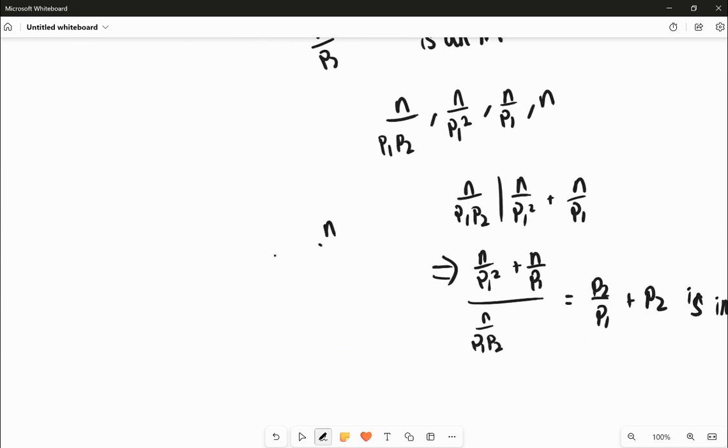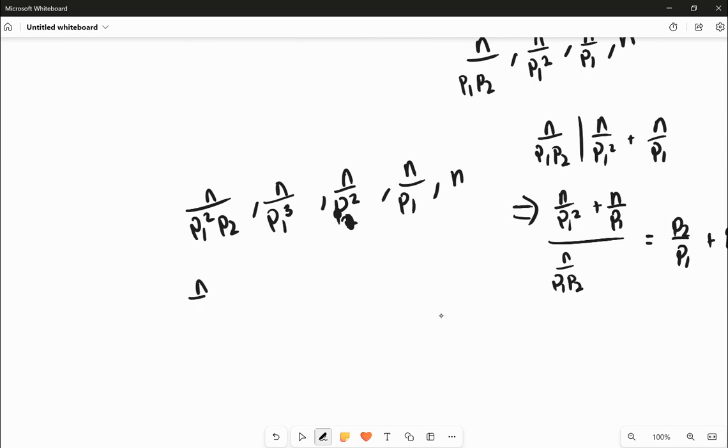So the next one must be, so it's n over p1, n over p1 squared, and now n over p1 cubed. And now what would happen if p1 is greater than p2 squared? Then that would mean that there would be something over here, and that can't happen, because we know that these are the largest primes. So we must have that this next one here is the form n over p1 squared p2.